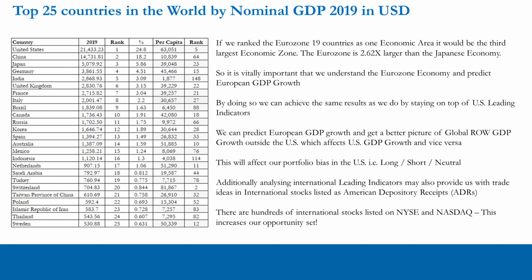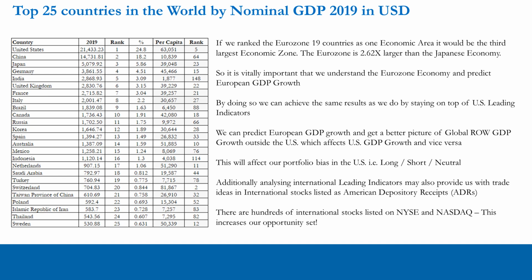By doing so, we can achieve the same results as we do by staying on top of US leading indicators. We can predict European GDP growth and get a better picture of global, rest-of-world GDP growth outside the US, which in turn affects US GDP growth and vice versa. And of course, this will end up affecting our portfolio bias in the US, so whether we're looking to be long, short, or neutral in our portfolios.